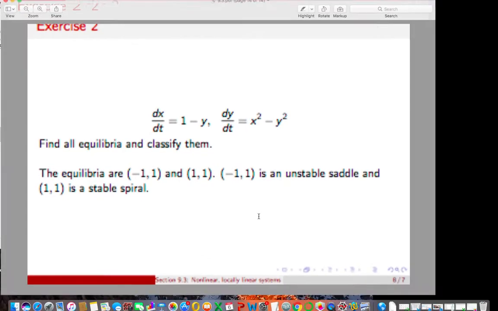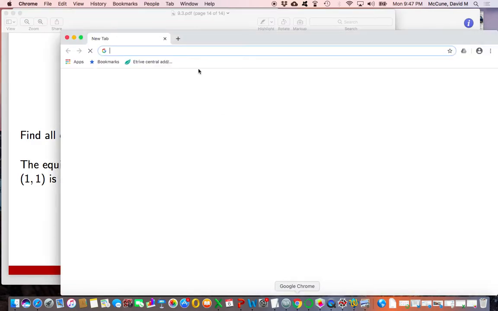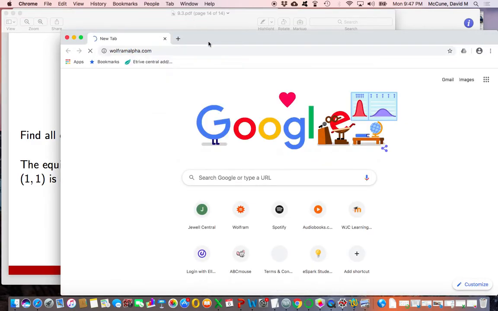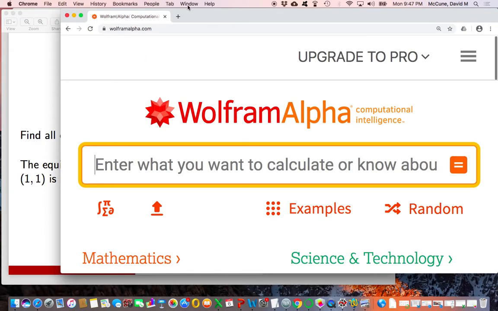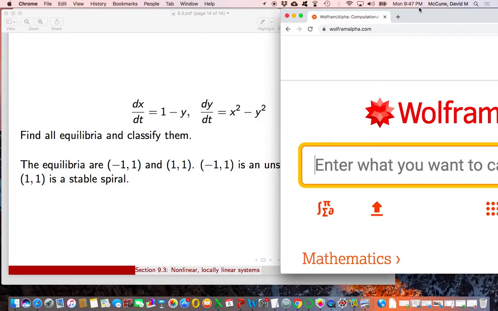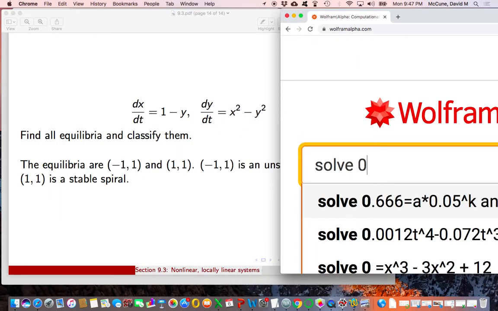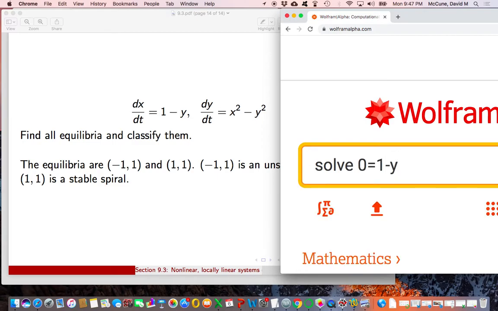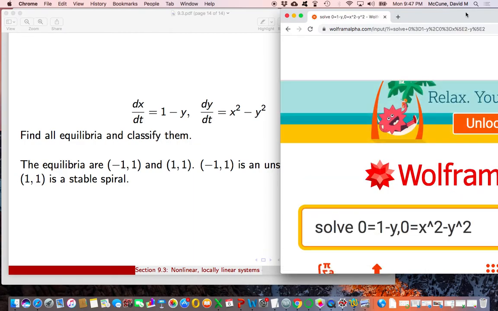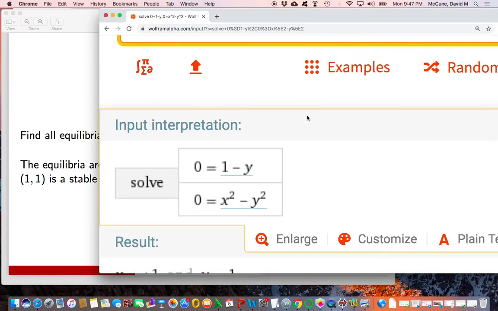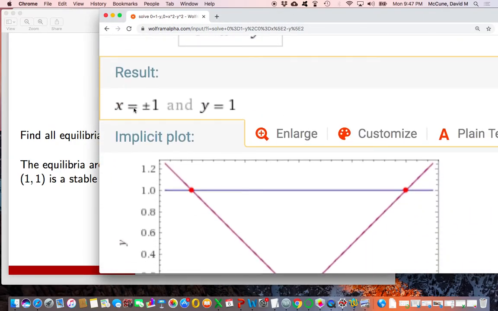And by the way, I should show you Wolfram doing that. Wolfram, of course, can do any algebraic task. So what I want Wolfram to do is solve 0 equals 1 minus y, and 0 equals x squared minus y squared. Again, to find the equilibria, you're always just setting the derivatives equal to 0 and seeing what you get. Just give it those two equations and see what it says. It says x equals plus or minus 1, y equals 1.